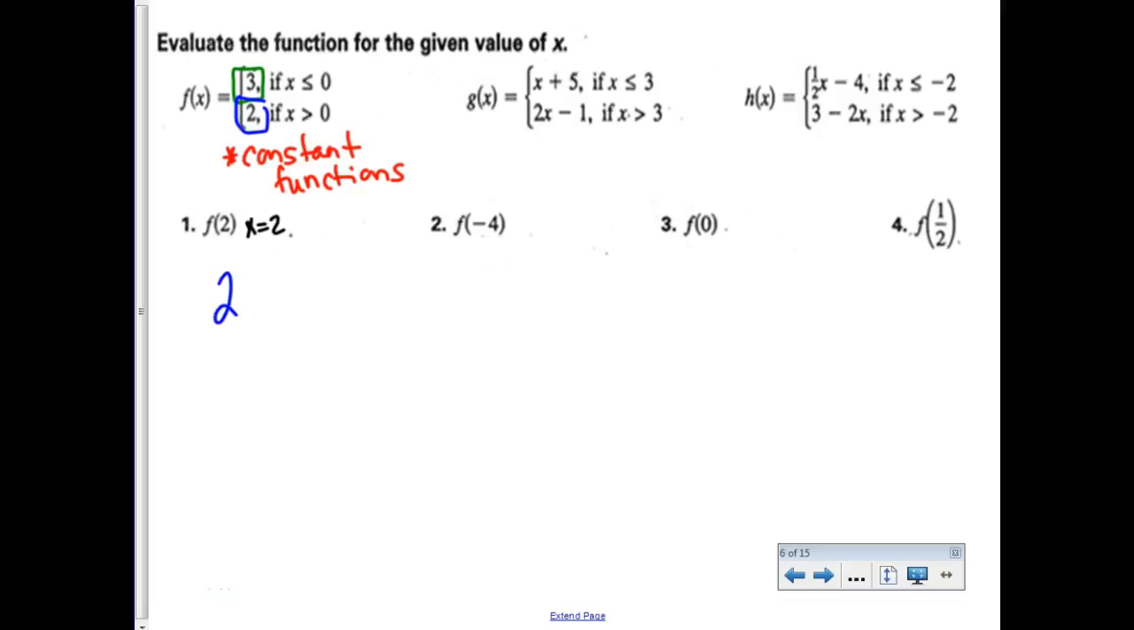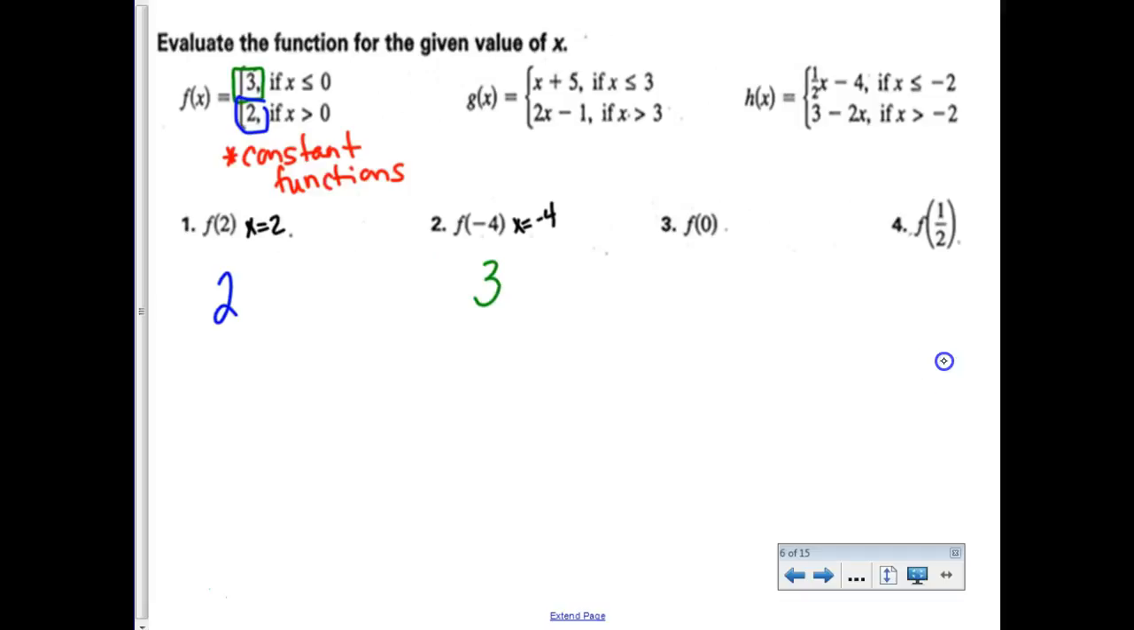Okay, how about -4? What if I wanted you to plug in a -4 for your x? Now we're on the same function over here. So top function or bottom function for -4? I heard top, cute, because -4 is smaller than 0. So normally I would say plug into the top function, but very boring function. What's the output? 3.